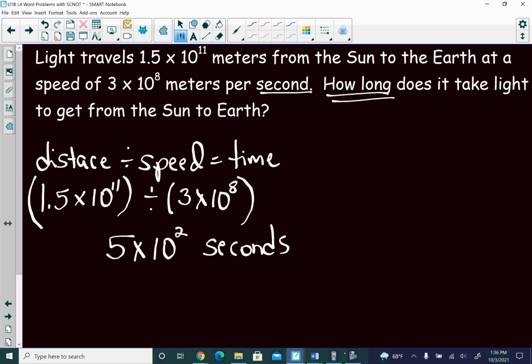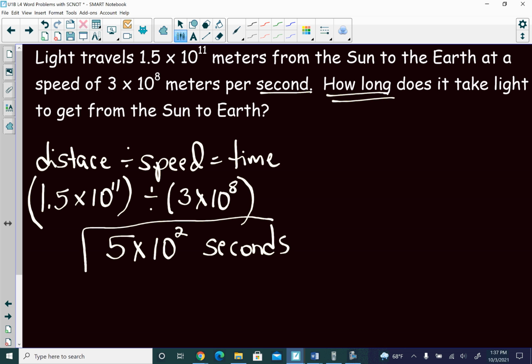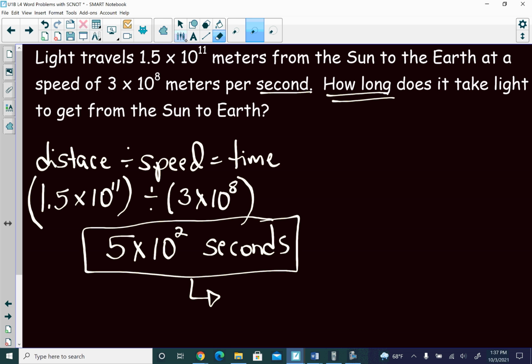So if you wanted to know what the value of that number is, I can go back to my mode and put it back into normal mode. Then I'm going to quit out of that screen, second mode. I can arrow up to what I typed in, but here's what 5 times 10 to the second is worth. It's worth 500. So it takes 500 seconds for light to get from the sun to Earth. So there's my answer in scientific notation. In standard form, whoops, that looks like an S, not a 5. In standard form, that would be 500 seconds.